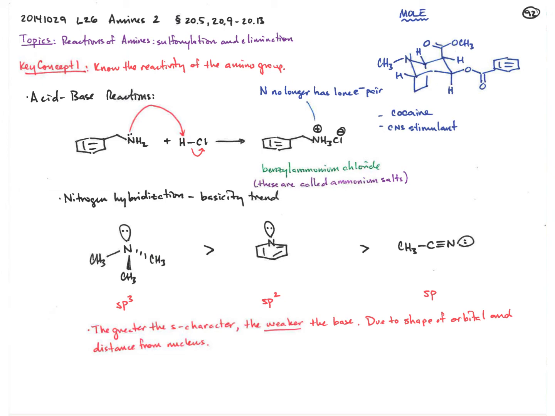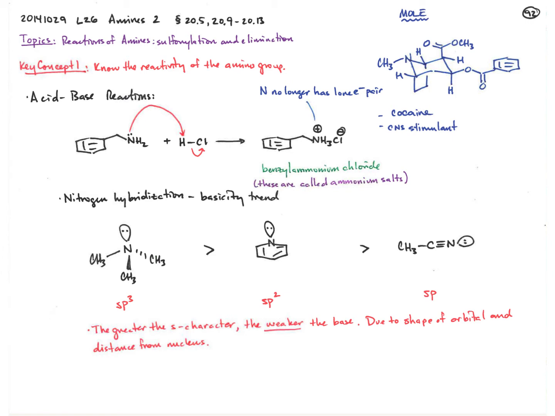In this example, we have benzylamine reacting with hydrochloric acid. The lone pair is abstracting a hydrogen. We're breaking this HCl bond, and then we're forming, in this case, an ammonium chloride. The name of this is benzyl, that's this group here, the benzene ring, the CH2, benzyl ammonium chloride.